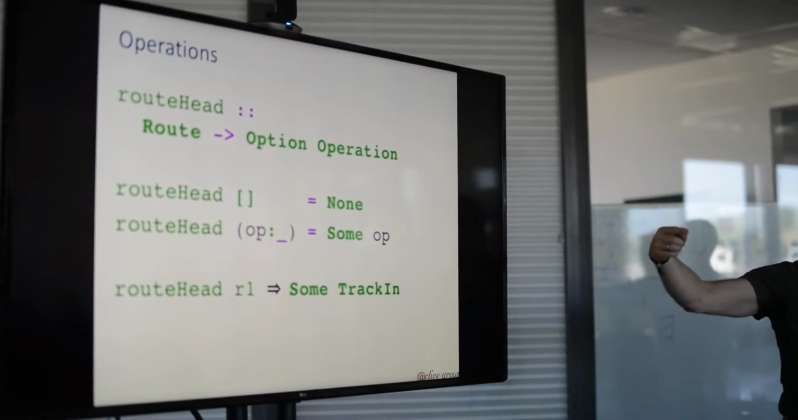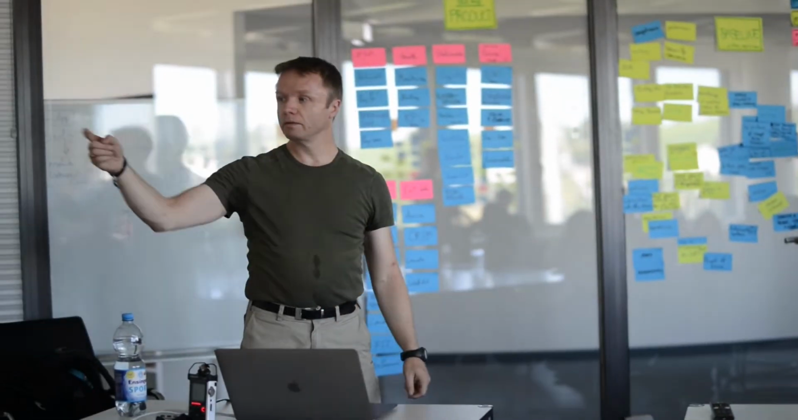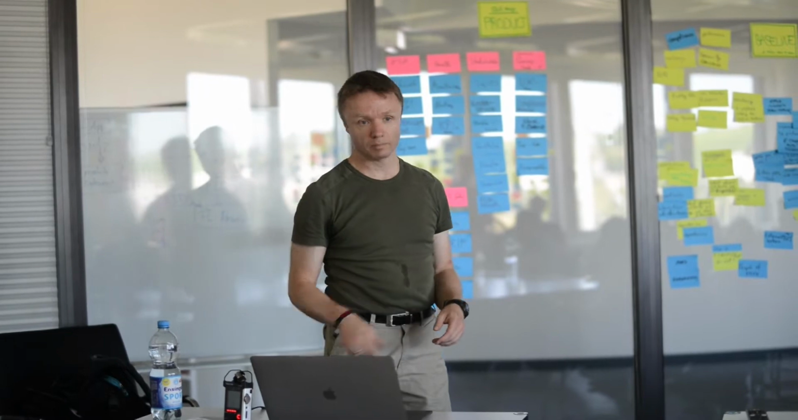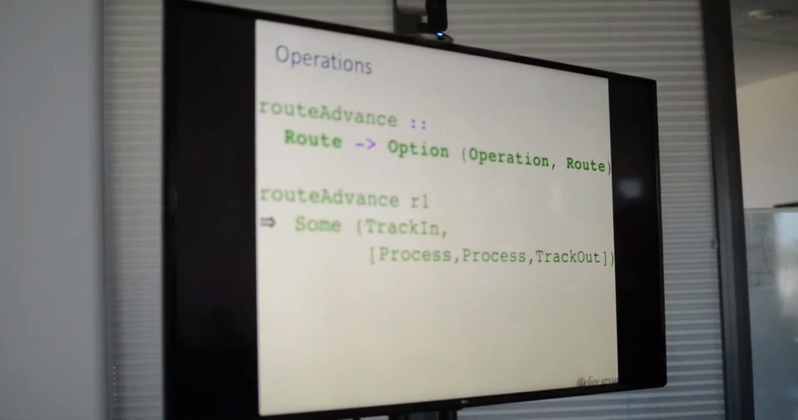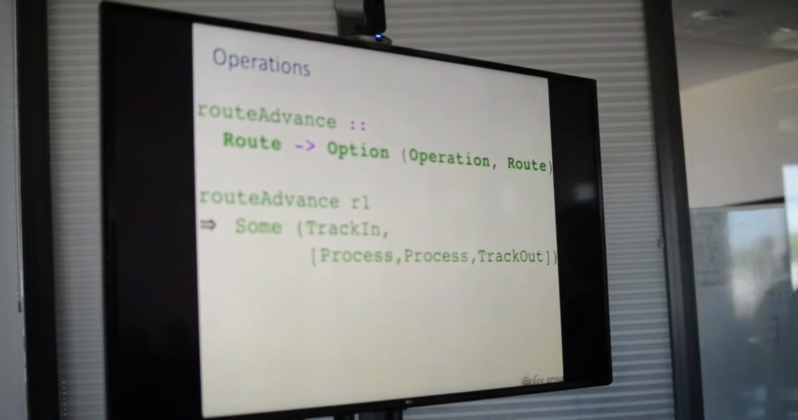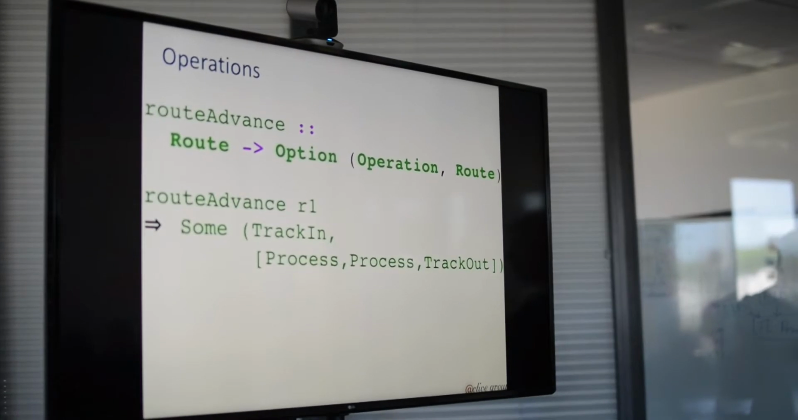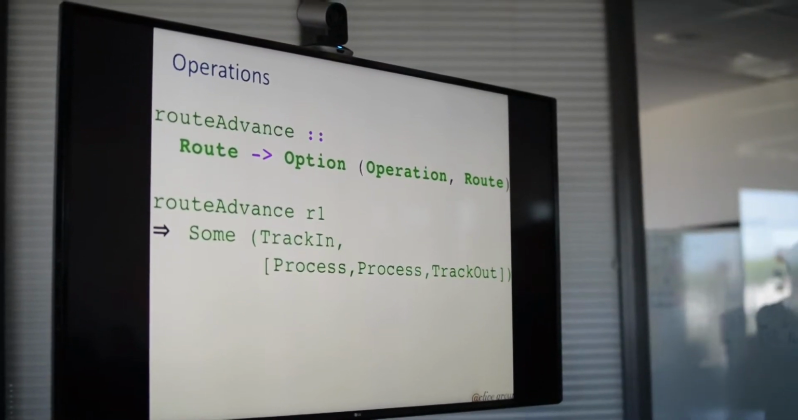So when you have that example route, remember it's track in, process, process, track out, then route head of R1 is going to return some track in. Okay. So we write a bunch of functions. Here's a slightly more advanced function called route advance that we also need: once we've done that first step, we also want to know what happens after that. What is the route after we've done that first step?